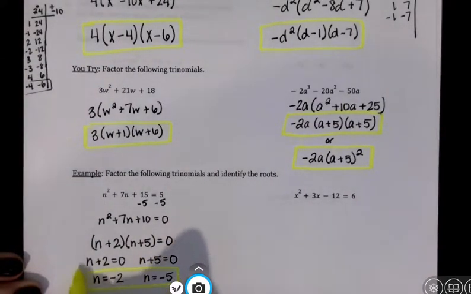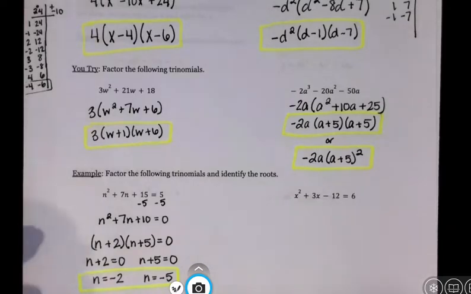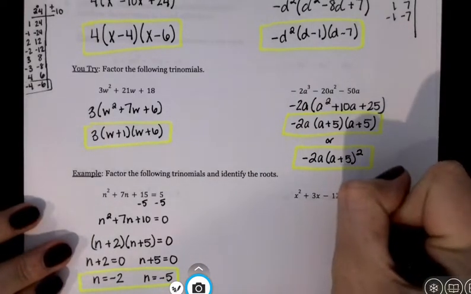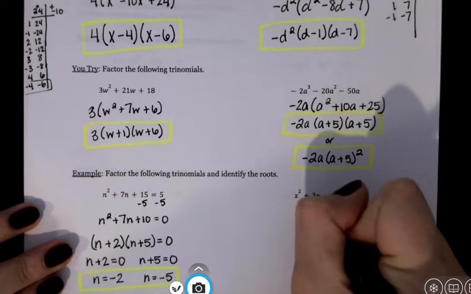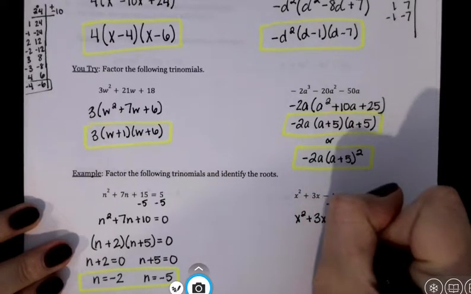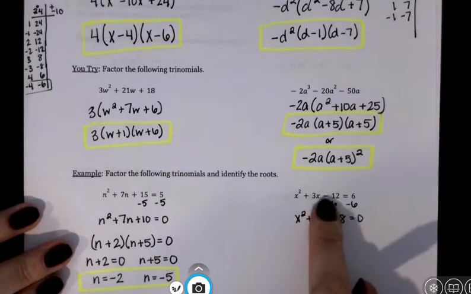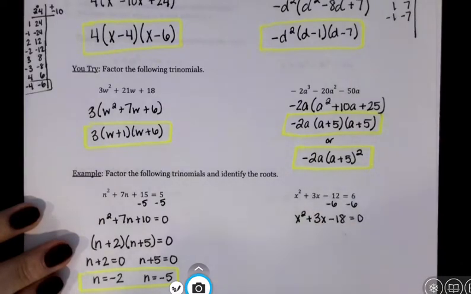So for the one on the right, I'm going to start with the same thing. I always have to have it equal to 0 first. So I'm going to subtract 6 from both sides. So x squared plus 3x minus 18 equals 0 because it was negative 12 minus 6.